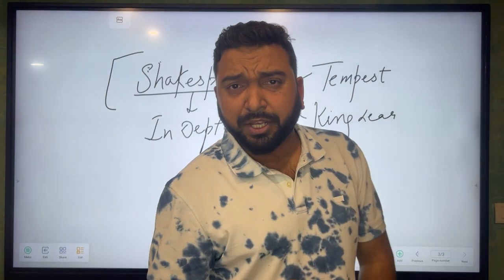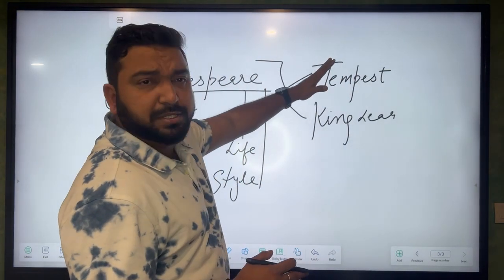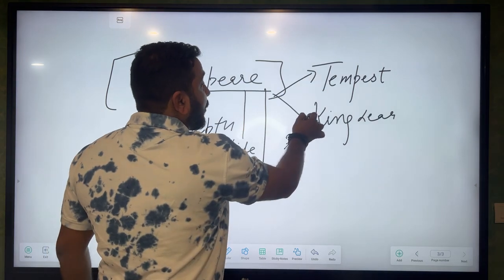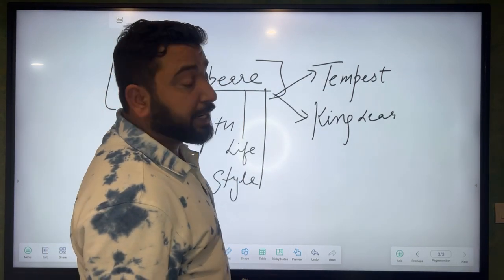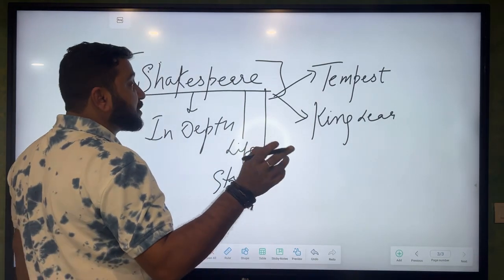Most of the students make a mistake. बहुत सारे बच्चों की गलती क्या होती है, उनको लगता है कि ओके शेक्सपियर है, टेम्पेस्ट है, लेट्स गो टू टेम्पेस्ट डायरेक्टली, लेट्स रीड इट एज अ कॉमेडी, लेट्स रीड इट एज अ ट्रेजेडी. If you have a direct book, let's read the direct book. No, that's a blunder, that's a mistake.